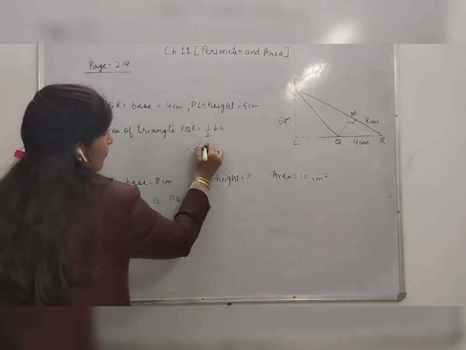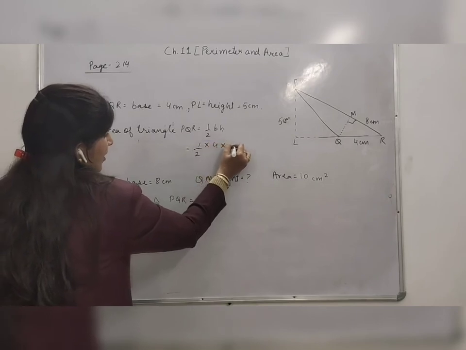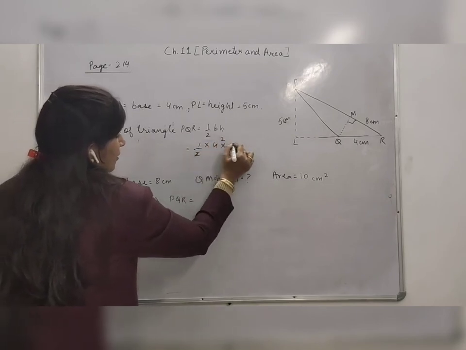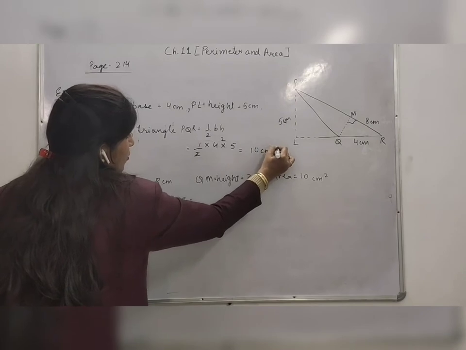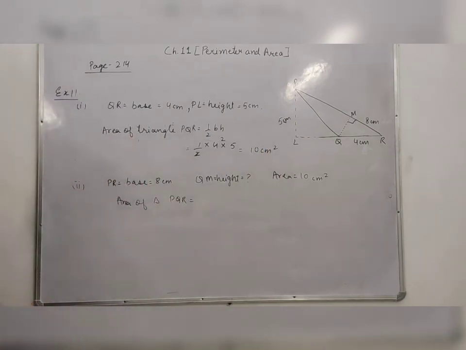So half into base is 4 and height is 5 centimeter. So we can find out it is 10 centimeter square. Now, what is the second part of the question?